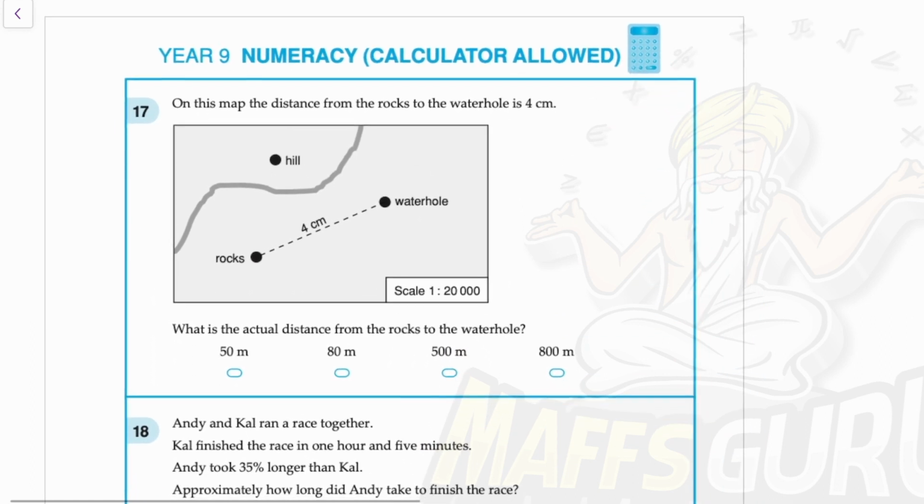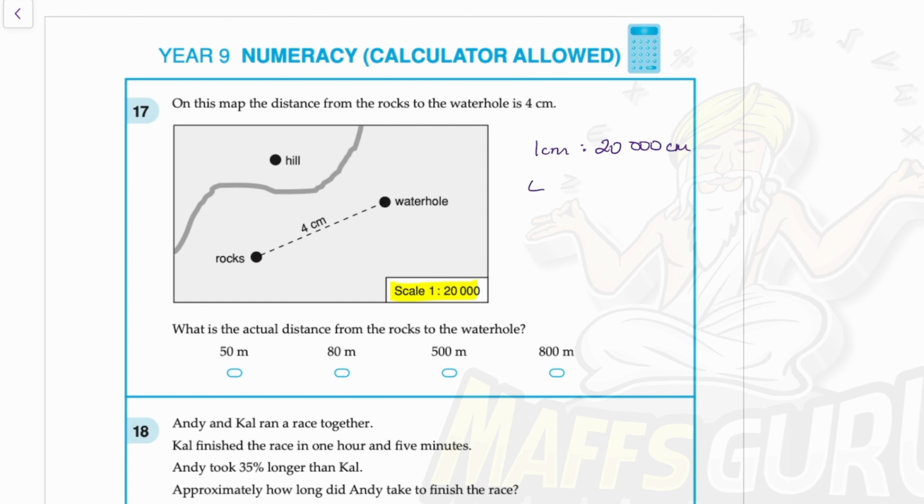All right, let's see. On this map, the distance from the rocks to the water hole is 4 centimeters. What's the actual distance from the rocks to the water hole? Now, what they're saying here is, again, it's another scale. If you understand scales, it means for 1 centimeter in real life, there are 20,000 centimeters. Again, 1 meter is 20,000 meters. It's awesome. I love scales and maps. All right, what's the actual distance from the rocks to the water hole?